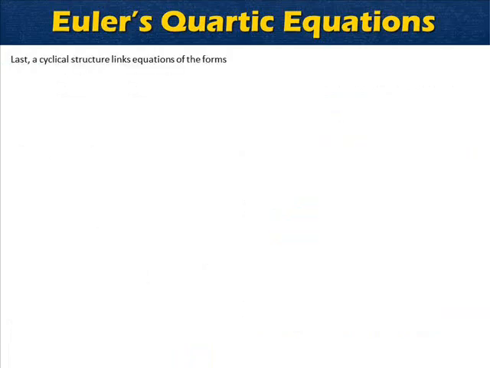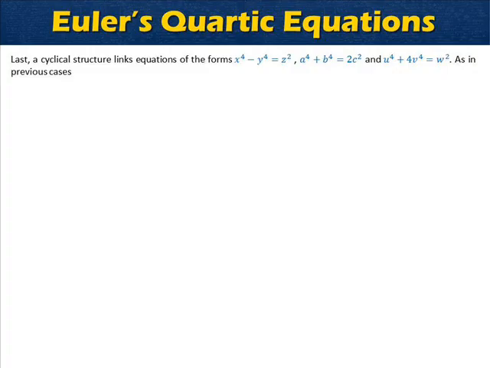Last, a cyclical structure links equations of the forms a difference of fourth powers equals a square, a sum of fourth powers equals twice a square, and a fourth power plus 4 times another fourth power equals a square. As in previous cases, we produce a descent without using Pythagorean parametrization.